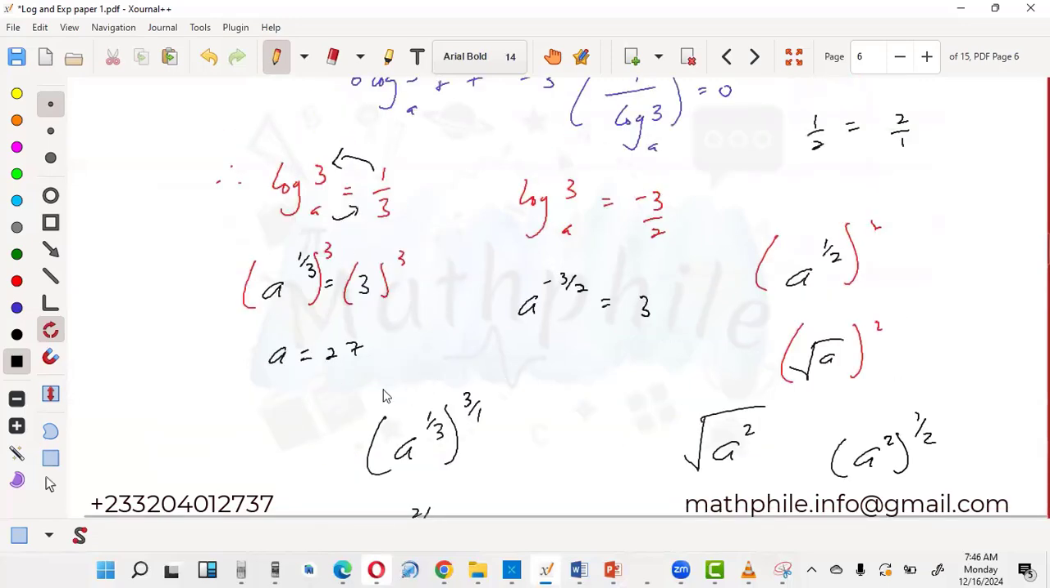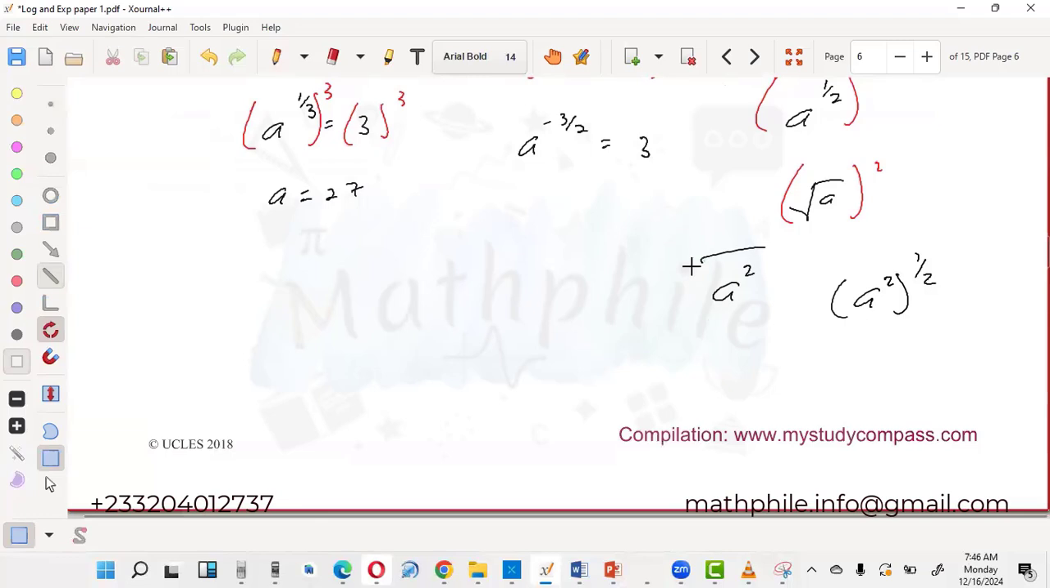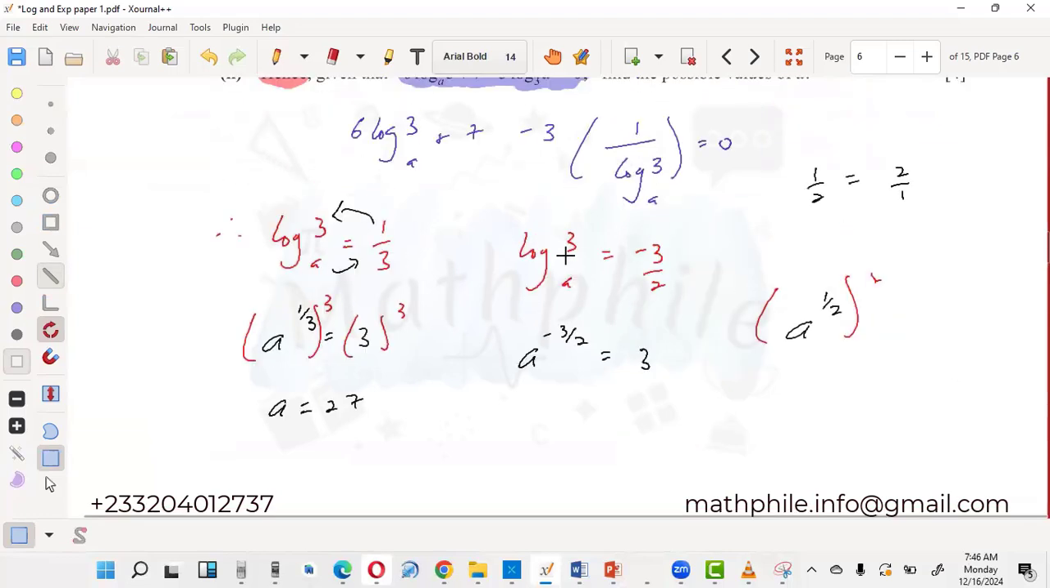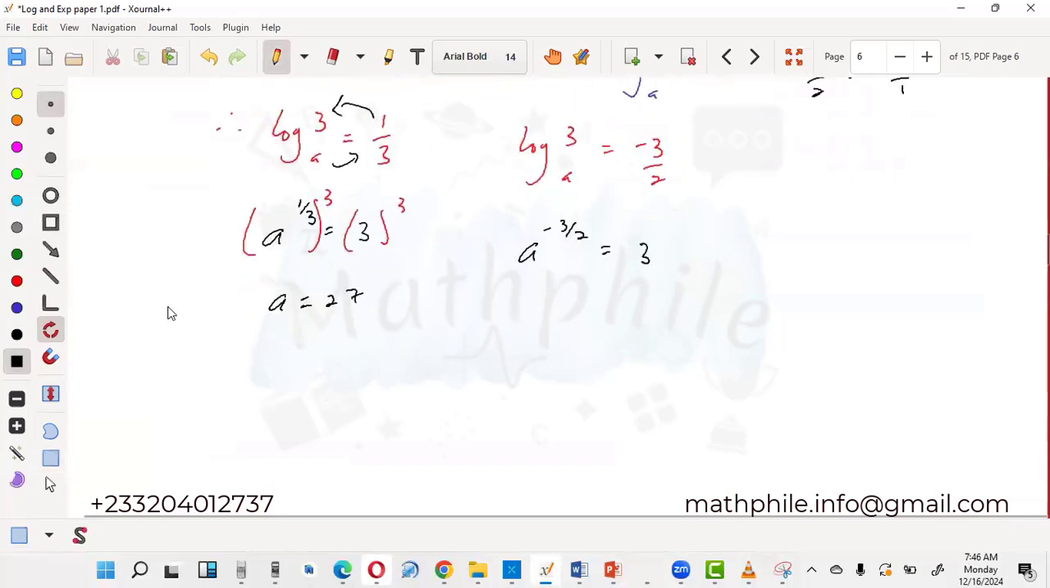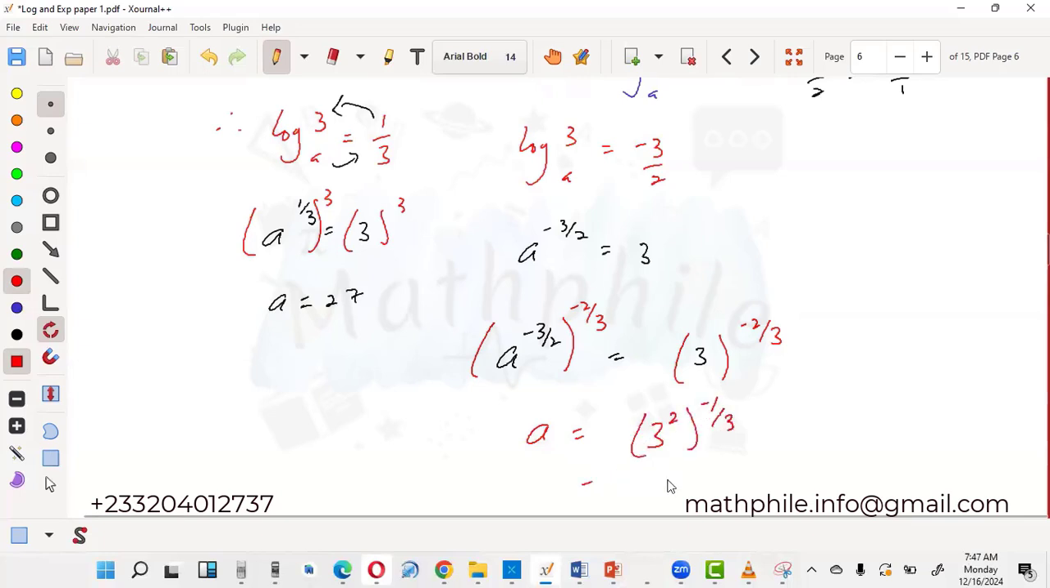Okay. So from here, we could have done that straight away. We want to get rid of the exponent, so I need to take everything to the power of the reciprocal of the number. So a raised to the power negative 3 over 2 is equal to 3. I'm going to take this to the reciprocal of negative 3 over 2, which is negative 2 over 3. So this cancels out and we get a raised to the power 1. And 3 raised to the power negative 2 over 3 is the same as writing 3 squared raised to the power negative 1 over 3, and that's the same as writing 9 raised to the power negative 1 over 3. If you realize, that's what we got.